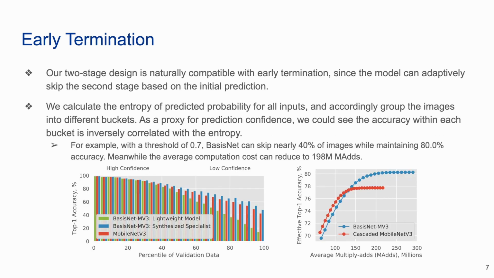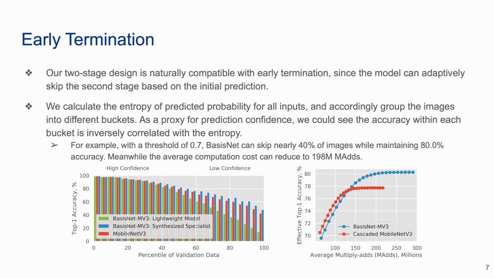Different from previous work, our lightweight model is highly efficient but still fully fledged, thus it's naturally compatible with early termination. More specifically, the model can selectively skip the second stage for relatively easier input images. We calculate the entropy of the predicted probability and use it as a proxy for confidence. We find that the prediction accuracy is inversely correlated with the entropy.